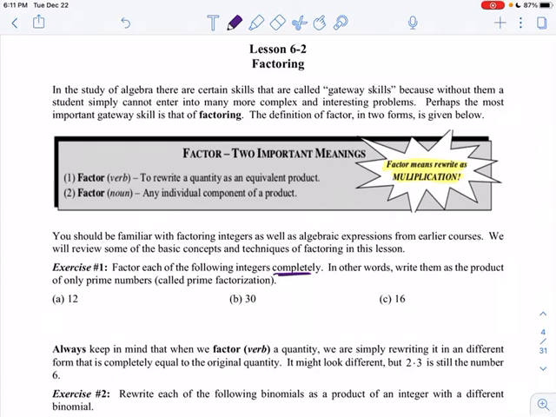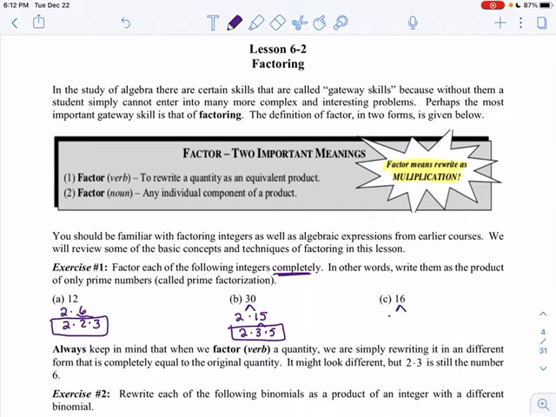If I think about it, 2 times 6 is 12, and then I can factor this 6 one more time, it's 2 times 3. So 2 times 2 times 3 would be my answer. Those are all prime numbers, so those factors multiply to give me 12. For 30, I can say 2 times 15 is 30, and 2 is a prime number, and then I'm going to break down my 15 to 3 times 5. So 2 times 3 times 5 is 30.